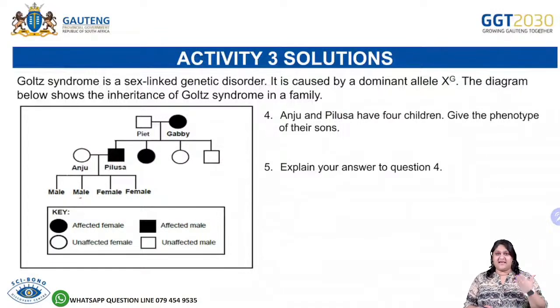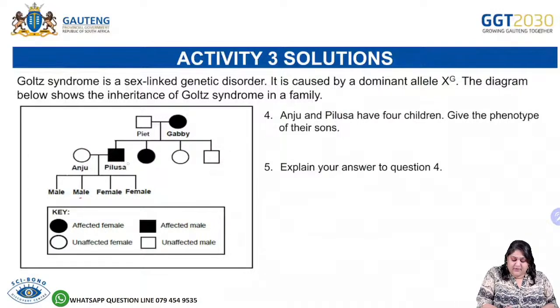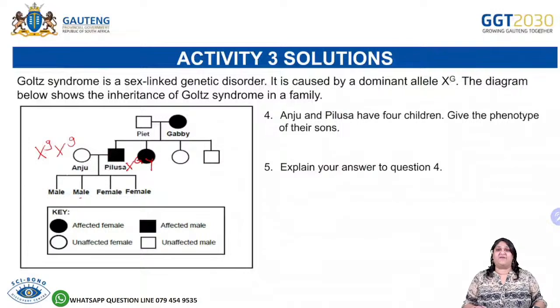Now we go with the same understanding as we did before. Now we look at what the parents are. We already said that Pilusa has Galt syndrome, so that is his genotype, and we know that Anju is normal, she does not have Galt syndrome. And because we know she doesn't have Galt syndrome, it means that she needs to have 2 recessive alleles, homozygous recessive, for her to not have Galt syndrome.